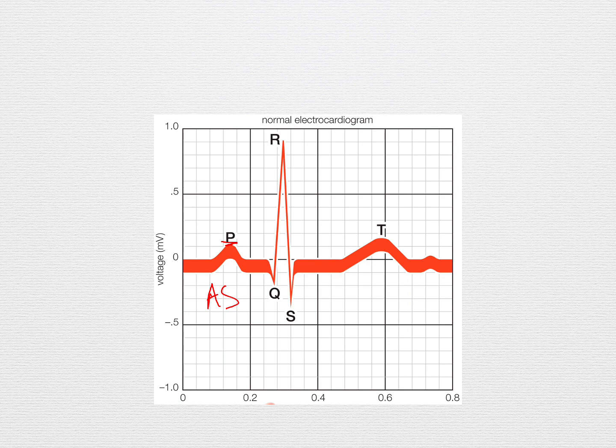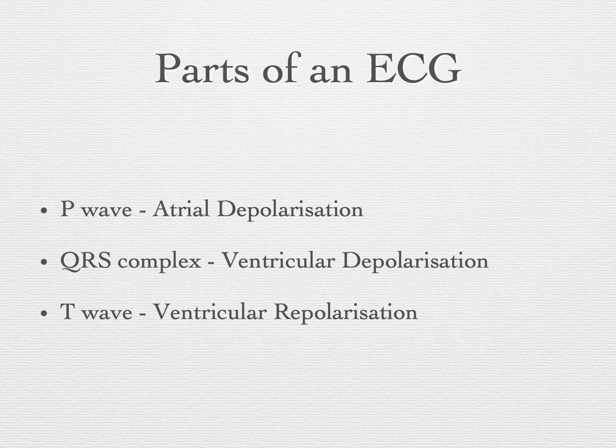The second part is called the QRS complex, and this represents the passage of signals through the ventricles, resulting in the ventricular systole, and this is also known as ventricular depolarization. The last part is the T wave, and this represents the repolarization of the ventricles. So just to go through the text, the P wave represents the atrial depolarization, the QRS complex represents the ventricular depolarization, and the T wave represents the ventricular repolarization.